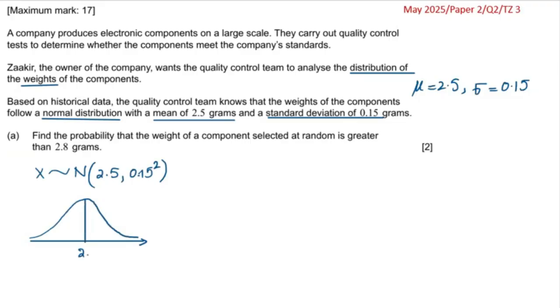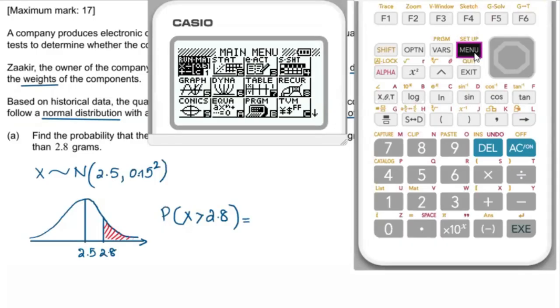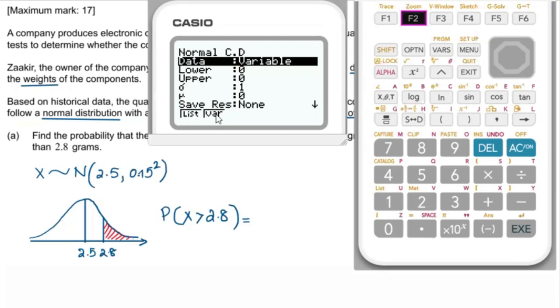Okay, so the mean comes in the middle, 2.5, and we are looking for more than 2.8. So for more than 2.8, it has to be here, this region, which we are looking for, right? Okay, so probability X greater than 2.8. Now we need to use our GDC. Take out your GDCs. Okay, so go to menu and second stats, go to distributions, select normal. And since it's an inequality, go for CD.